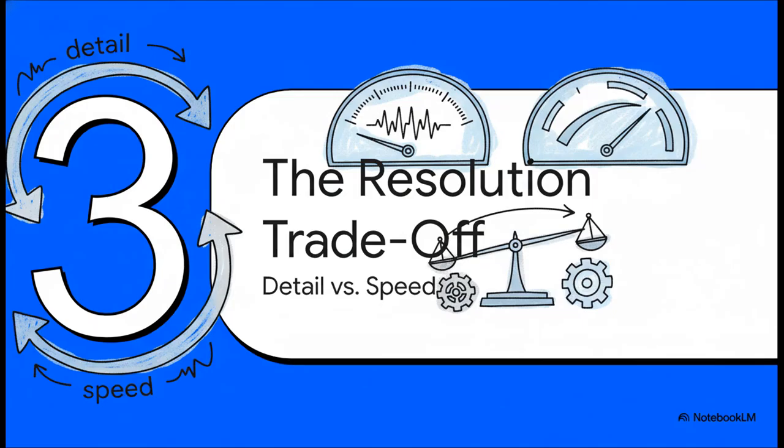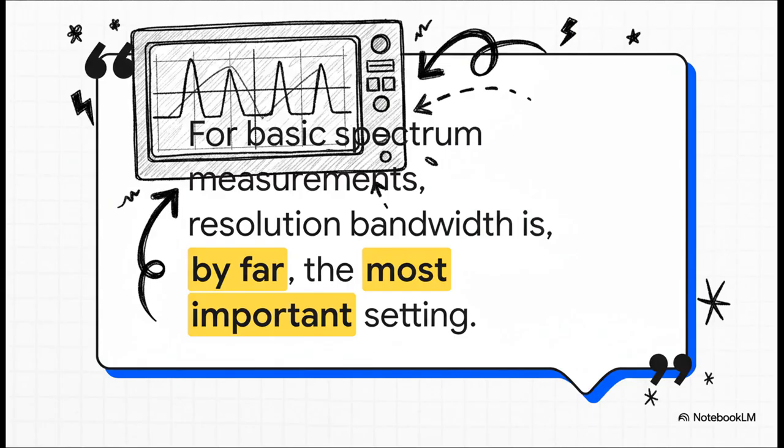And that brings us to the single most important practical concept you need to master when you're using one of these things: the resolution trade-off. This is all about the constant battle between getting a really detailed measurement and getting a fast one. And it all comes down to that one setting we just talked about. To put it simply, for basic spectrum measurements, resolution bandwidth is, by far, the most important setting. I mean it. Getting your RBW right is the absolute key to getting a good, accurate measurement.